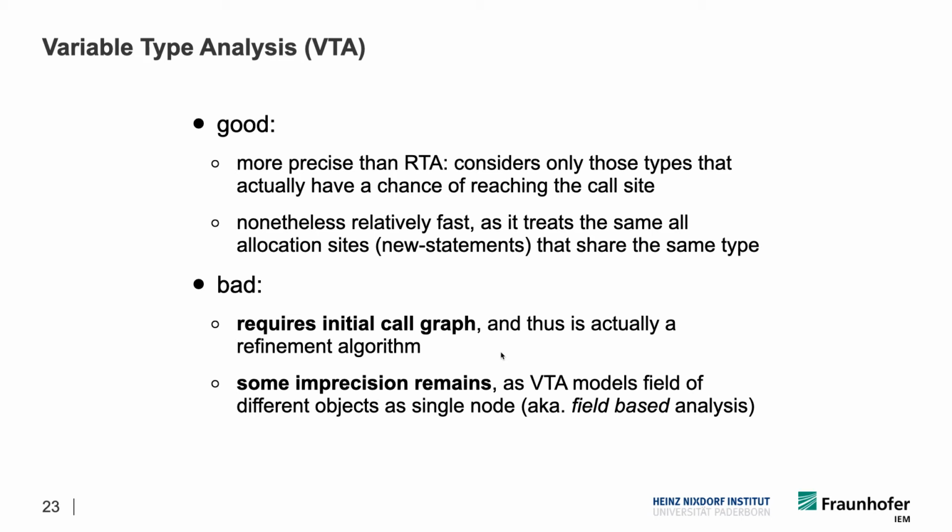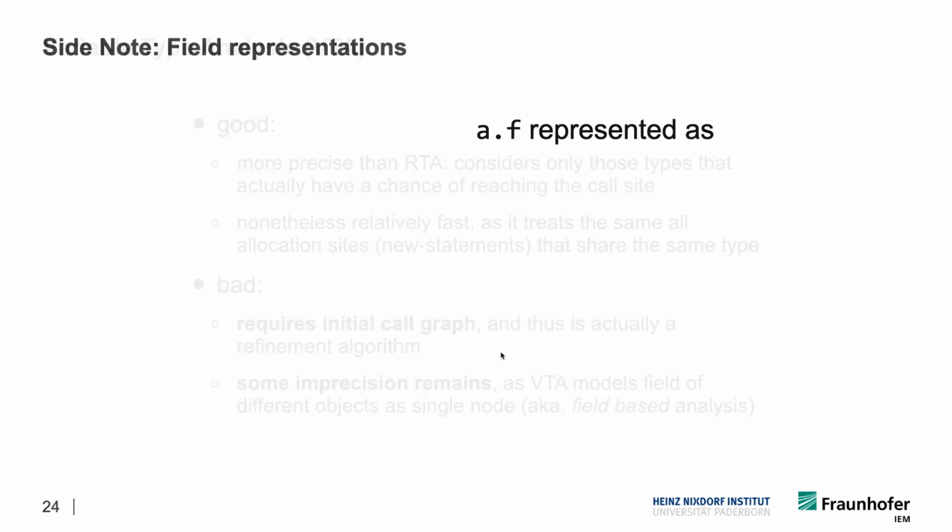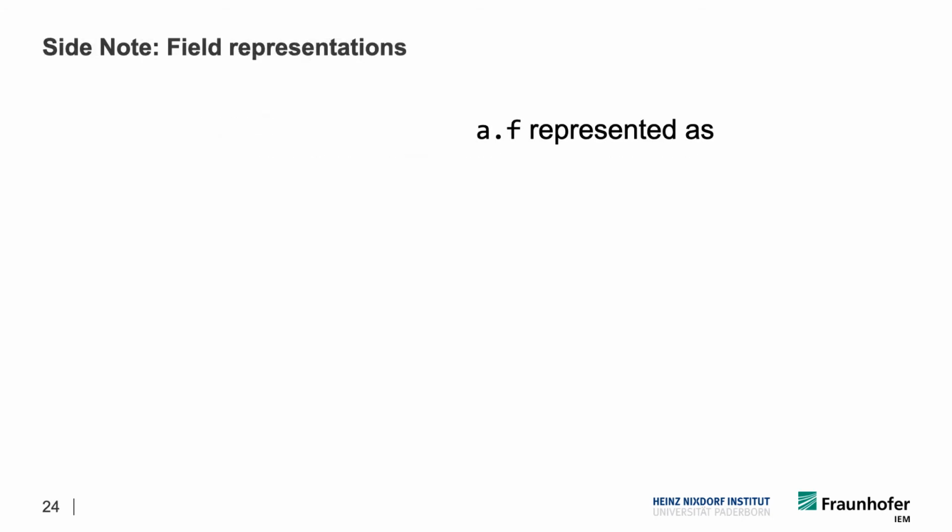So just as a little excursion here, if you have these different kinds of field representations, there are actually different types that you can distinguish. If you have a field access such as A.F, it can be represented in 3 different ways. You can have a so-called field-sensitive representation that is representing A.F just by itself, right? So we are talking about the concrete variable that is actually holding the concrete object whose field F is being accessed. And this is the most precise representation you can think of.